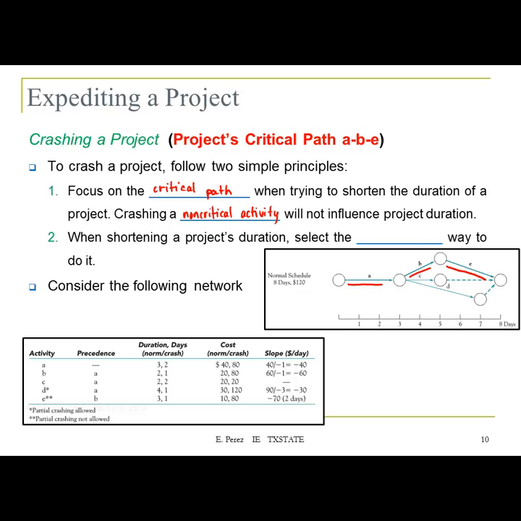So the second principle is when shortening the project duration, select the least expensive way to do it. So again, we're going to focus on the critical path. We're going to look at the activities cost, and we're going to choose the one that is less expensive, and we're going to start from there.